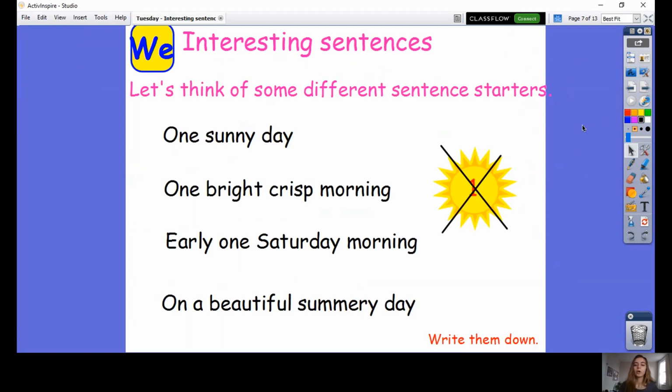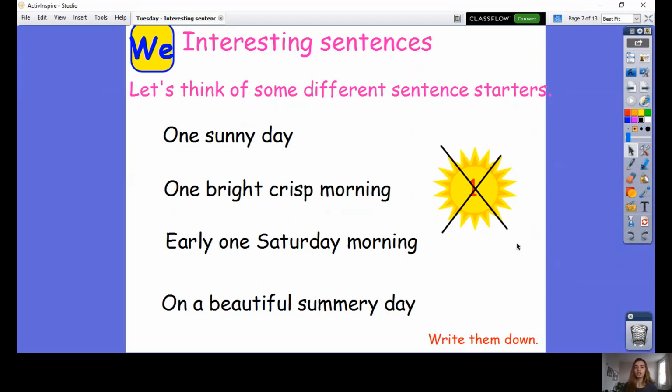Today in our build-up, we are going to be innovating our sentence starter. In our build-up, we have "one day." That's a boring sentence starter, and I know we can think of ones that are even better. Here are some that I came up with. One sunny day, one bright, crisp morning. Early one Saturday morning, on a beautiful summery day. So those are four that Miss Bainey came up with.